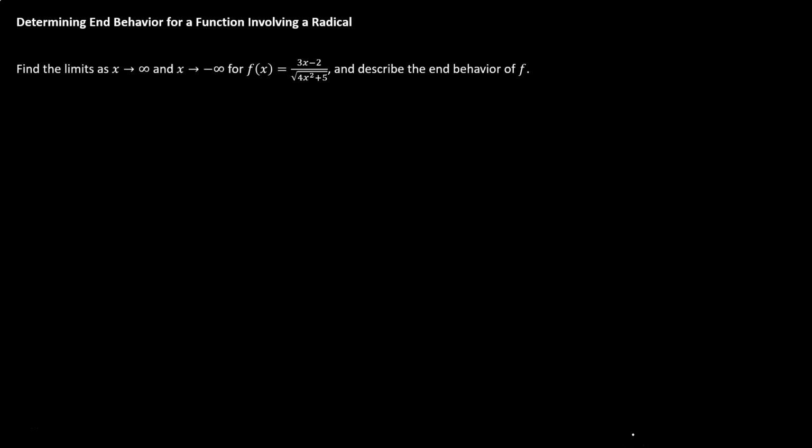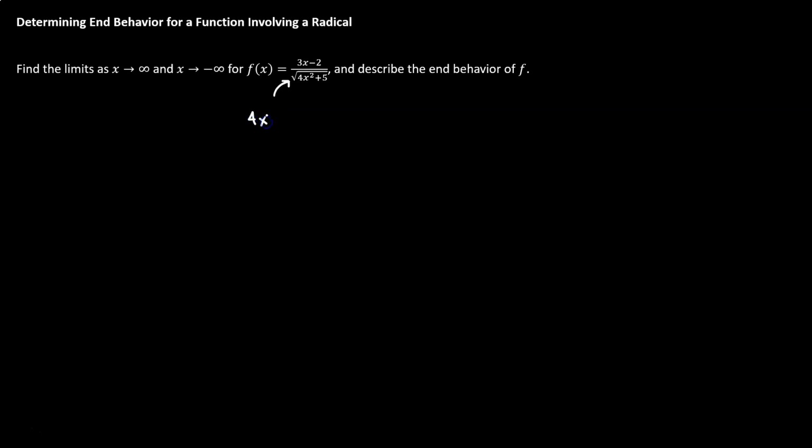Now we've looked at power functions and we've looked at algebraic rational functions, but let's look at the end behavior of a function that's a little more complicated, like 3x minus 2 over the square root of 4x squared plus 5. The process for calculating the limit at infinity is the same. We're going to look at the denominator and pick the highest degree term.